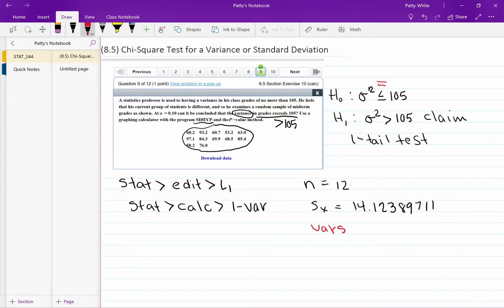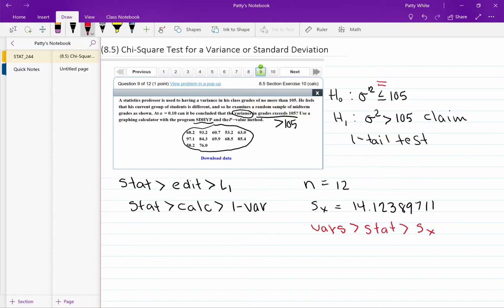It's vars. And then after we went to vars, we would go to option 5, which is statistics. And then we would pick the statistic that we want. And what I want is SX. Now, you don't have to do this, but this makes it easier for you because you don't have to write down all these decimals. So SX.